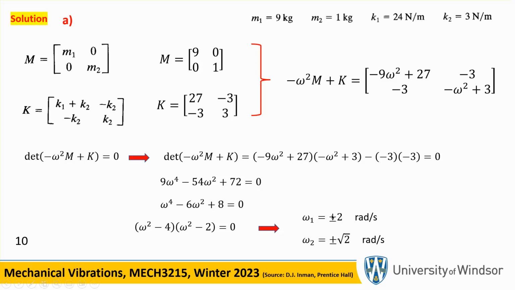Now notice that we don't have to take both plus and minus. We can take only the pluses, because one of them will be multiplied by sine, the other one by cosine. All right, let's move on. So omega 1 is 2 rad per second. Omega 2 is root 2 rad per second.